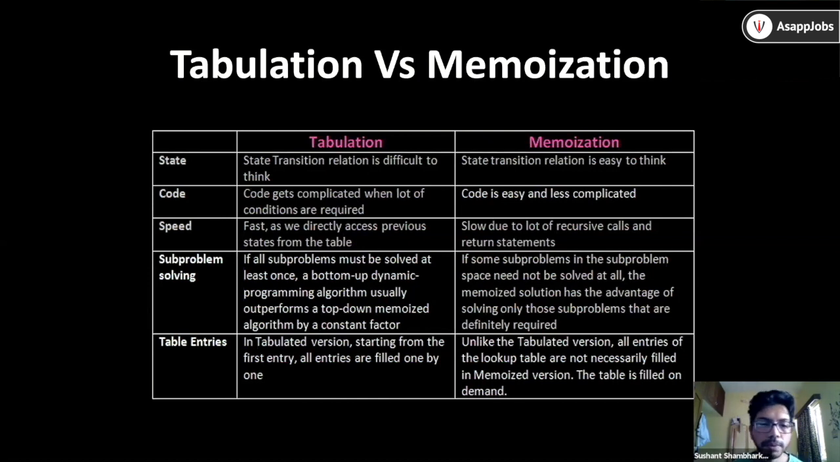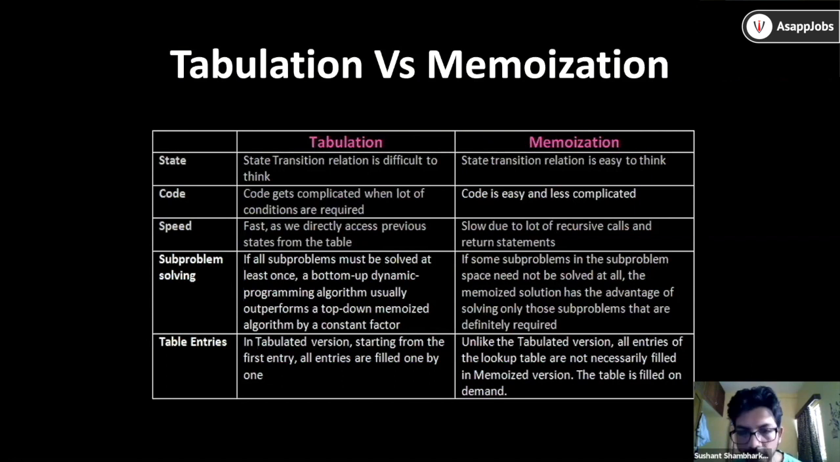Yeah, so subproblem solving. What kind of subproblems do both methods solve? If all the subproblems must be solved at least once, the bottom-up dynamic programming algorithm usually outperforms the top-down memoization algorithm by a constant factor. Say for Fibonacci, you know that the input is going to be 100 and your limit is 100, so you have a guarantee that the whole sequence needs to be filled before giving the output. Then the tabulation method will perform better than memoization.